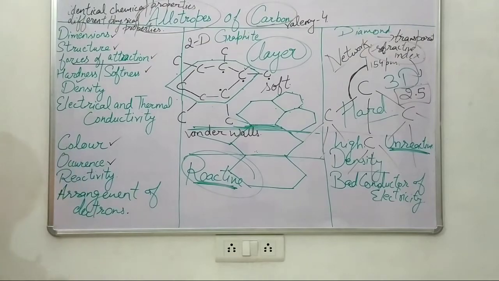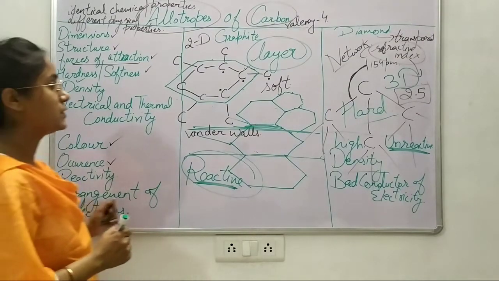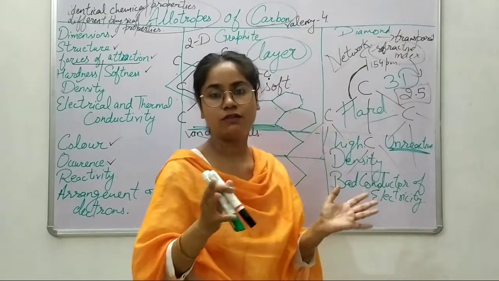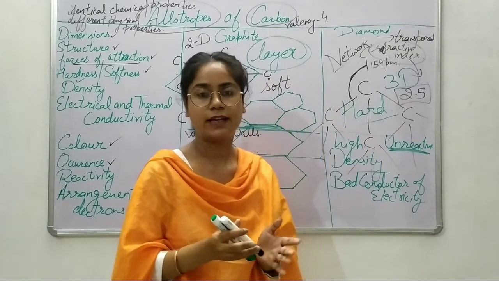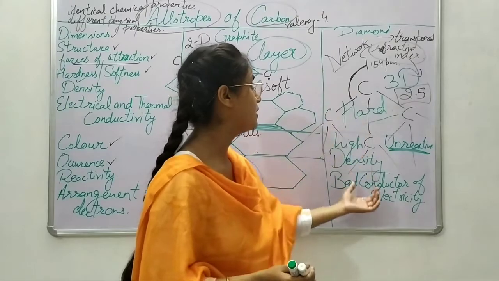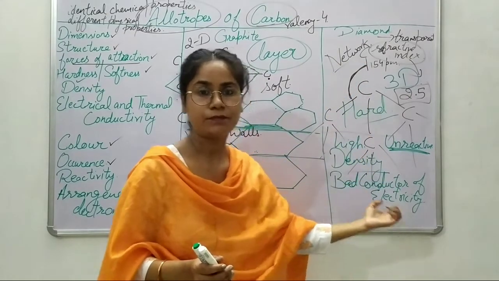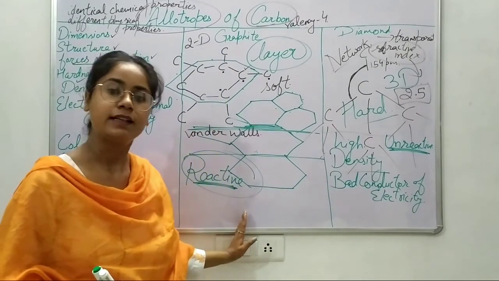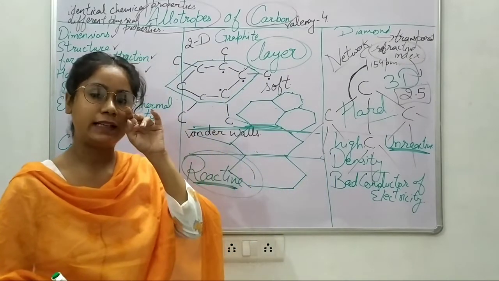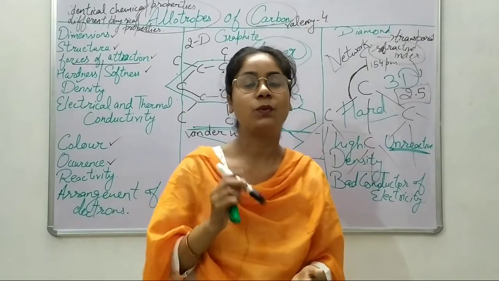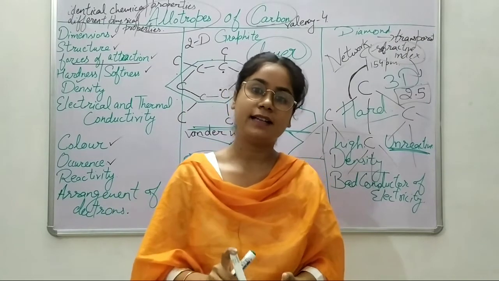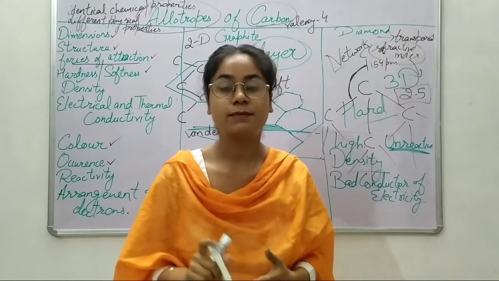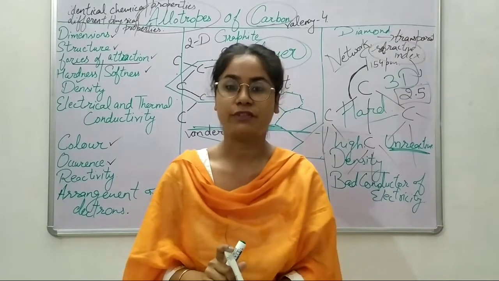Okay. Next is arrangement of electrons. So what is the arrangement here? It is formed in tetrahedral form, and it has a network-like structure. So in these two cases, the arrangement of electrons is different. And one more thing, if you are asked why graphite and diamond have different physical properties, the answer is because of different arrangement of electrons.